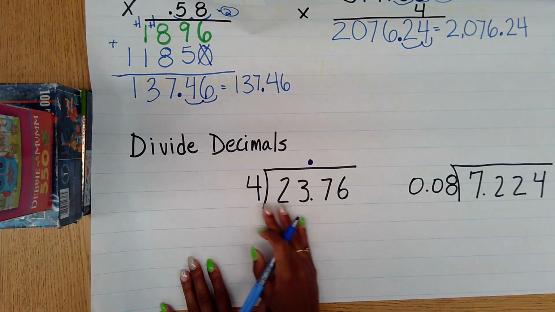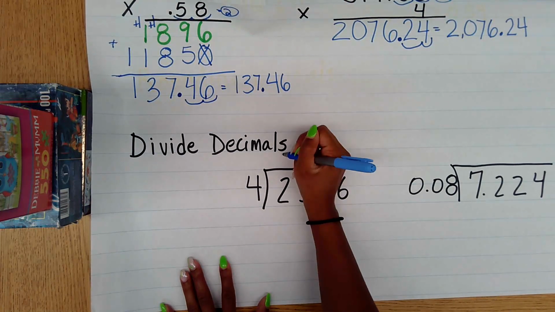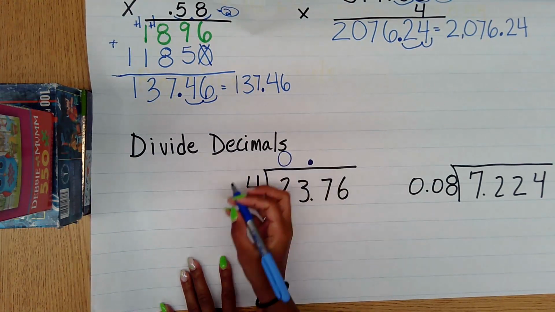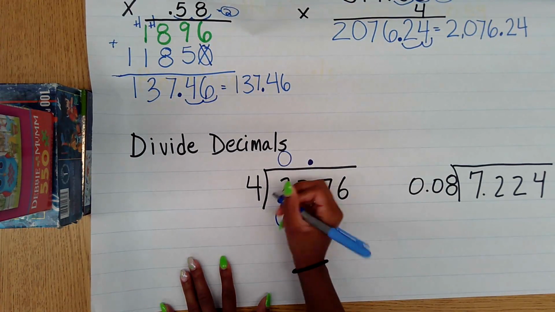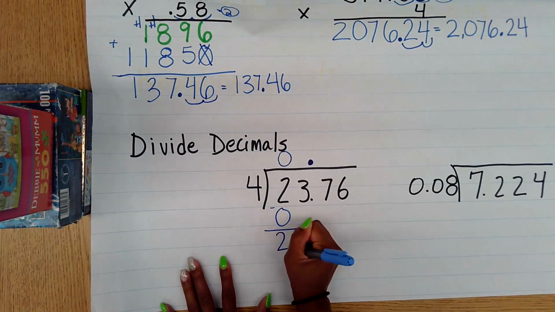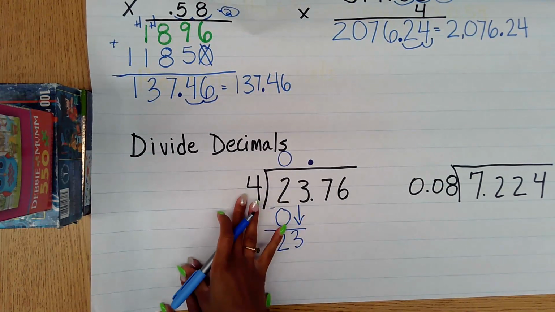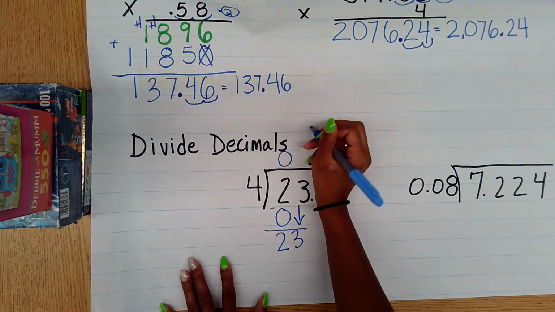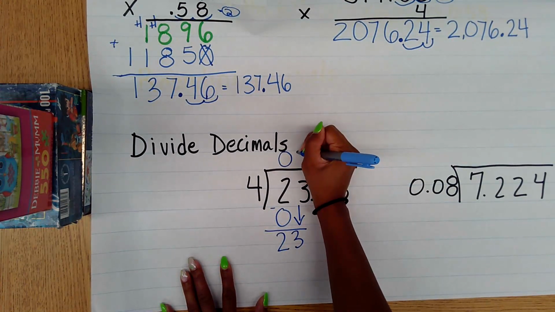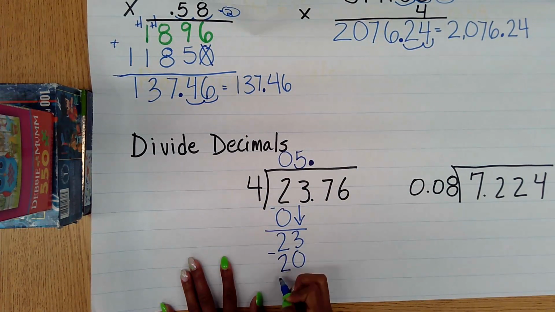So I'm going to start with my tens place. So 4 cannot go into 2, so I'm going to put my 0. If we follow the steps of division, 4 times 0 gives us 0. Then we want to subtract, bring down our next number. Now we're working with 23. So I need to think, how many groups of 4 can I fit into 23? So 4 times 5 gives me 20. Subtract, I am left with 3.